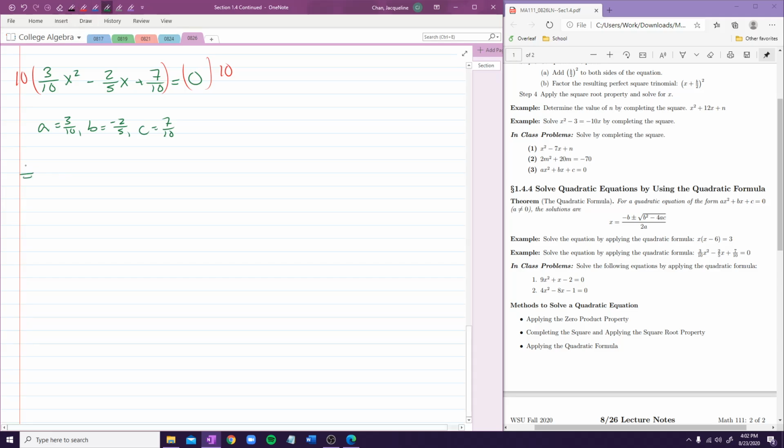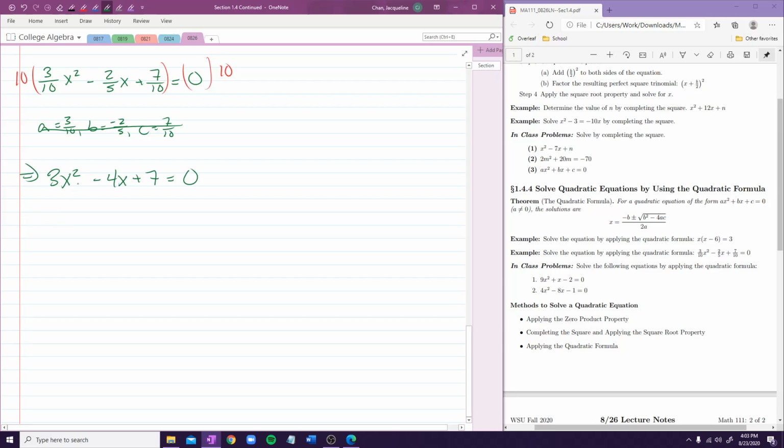Okay, and when I do that, I'm left with 3x squared minus 4x plus 7 is equal to, and 0 times 10, that's 0. So this still equals 0. We're just rewriting it to make it look a little nicer. Okay, sorry guys, I second guessed myself.